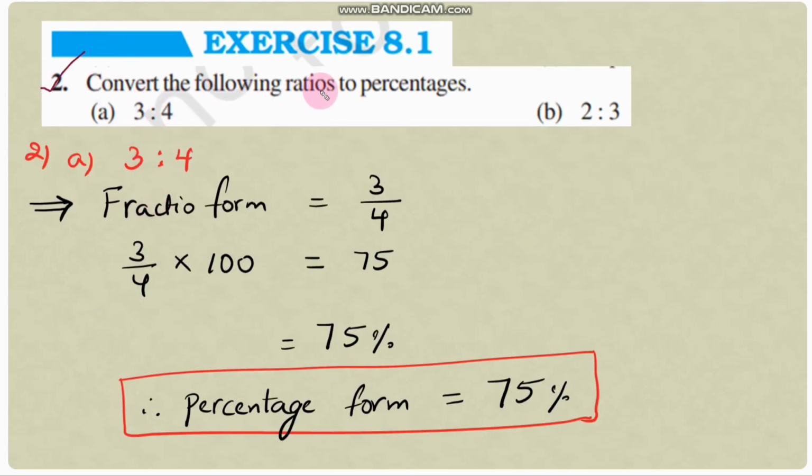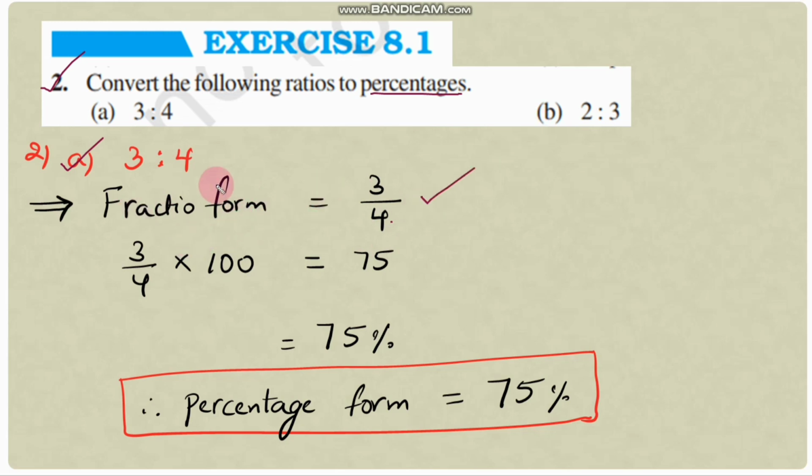Convert the following ratios to percentages. Here some ratios are given, and we have to convert these ratios into percentages. So let us do this. The first one given is 3:4. How can we write 3:4 in fraction form? We can write it as 3/4. So in fraction form we have written 3/4.